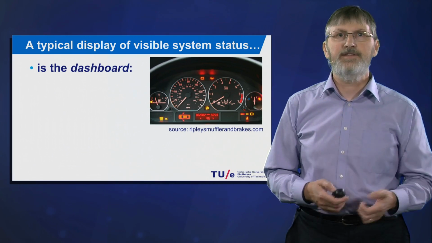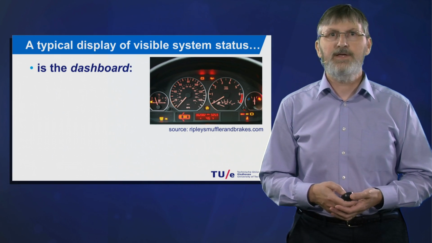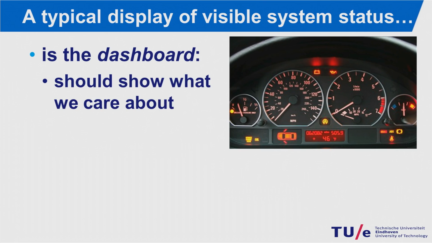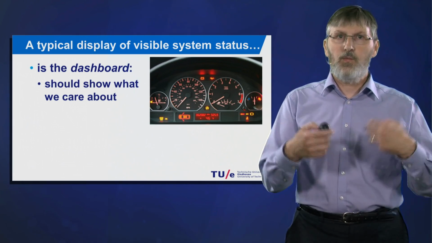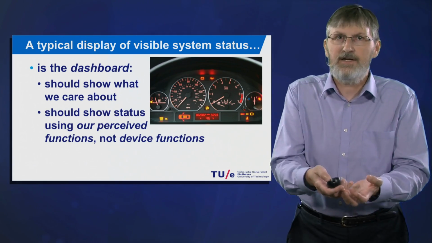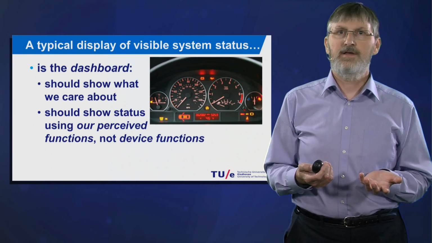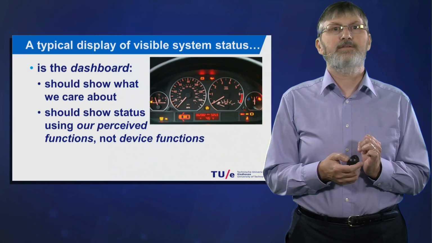You see many gauges that show what is going on in terms of speed and the revolutions per minute of the engine. You can see how much gas there is still in the tank, but we see a lot more. Now, it should always show what we care about in the car. It should show the status of the car using the functions that we think the car has. We don't care about all the technical functions the car really has.